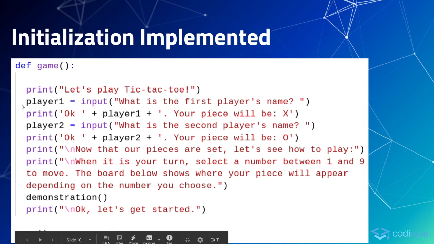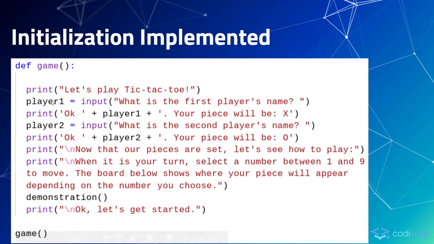So let's get started writing our game function. We're going to start out with a simple let's play tic-tac-toe so the user knows that they're actually in the right program. Then we're going to ask player 1, what is the first player's name? Remember, we have this input function, and in parentheses we would just write our question as a string. Whatever the user inputs will be stored as a variable to player 1.